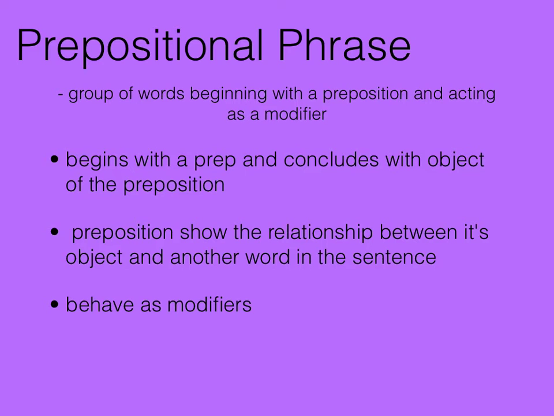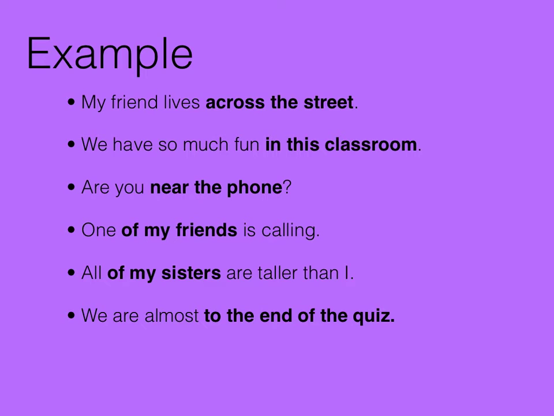Okay, to start off with, we have a prepositional phrase. It's a group of words beginning with a preposition and acting as a modifier. It begins with a preposition and concludes with the object of the preposition. Prepositions show the relationship between its object and another word in the sentence. Prepositional phrases behave as modifiers.